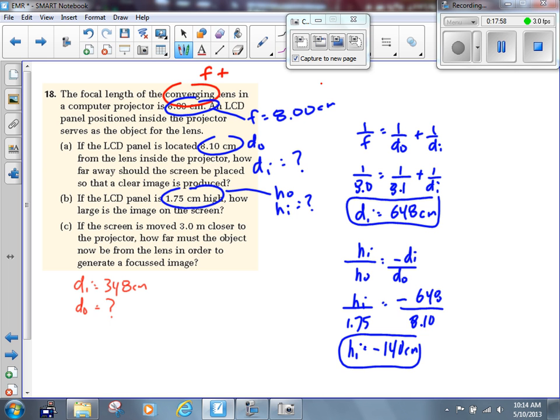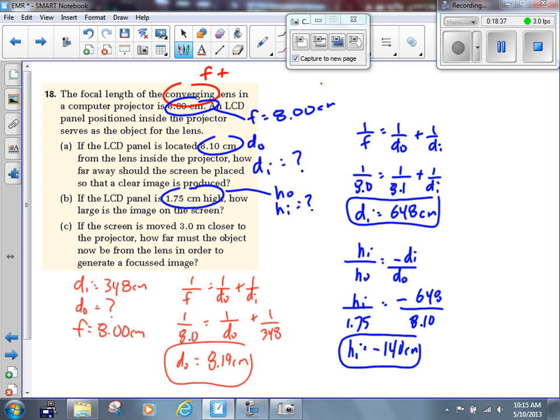Does F change? Does the focal length change? It's the same lens, right? Good. It's the same lens, so we're going to leave the focal length here as 8.00 centimeters. So the trick with this one really is recognizing those givens. We're going to say 1 over F is equal to 1 over DO plus 1 over DI. And we're going to say 1 over 8 is equal to 1 over DO plus 1 over 348. Does anybody have a value for DO doing it this way? 8.19 centimeters.